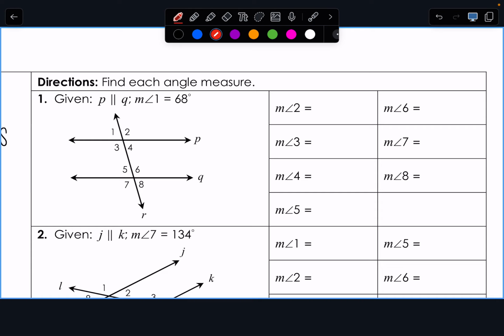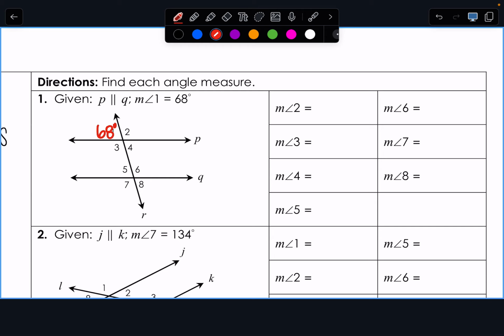So in a little bit, yeah. Okay? So at the top of page 8, we're going to look at number 1. We have parallel lines, and it's giving us that angle 1 is 68 degrees. Who can raise their hand and tell me another angle measure that they know?